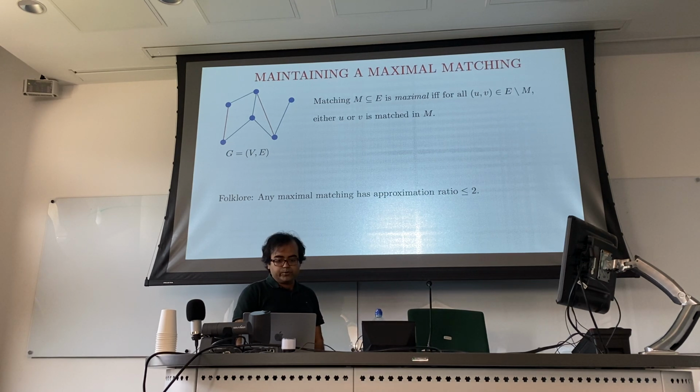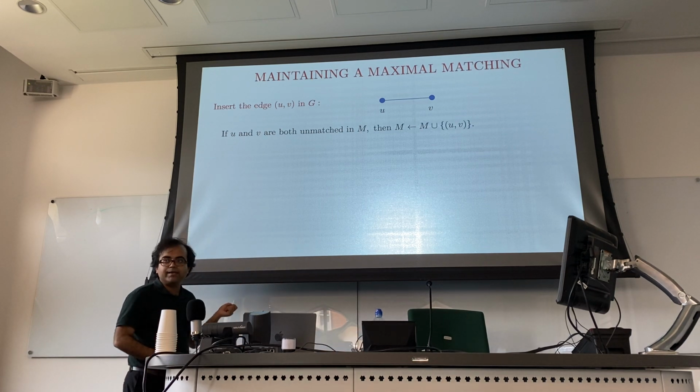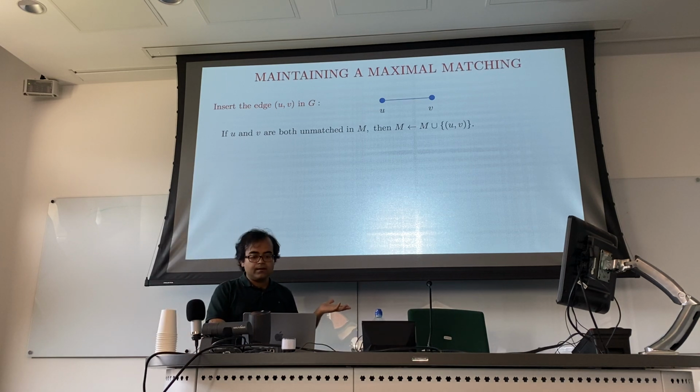What is the naive approach? We are maintaining a maximal matching. Now an update comes. The update just inserts an edge UV in the graph. What do we need to do? We just check if both U and V are currently unmatched. If yes, add it to our matching. That's it. How much time does it take? It just takes constant time to check this. So handling an insertion is constant time.